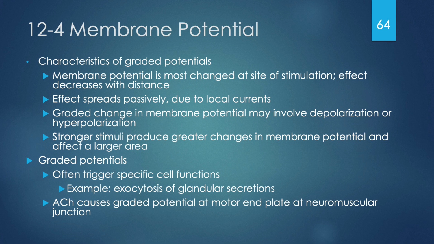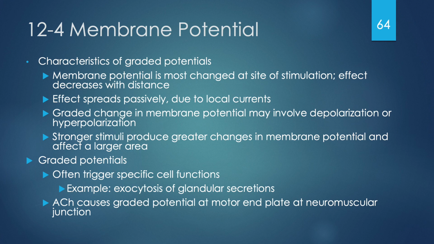So the effect of this membrane potential is going to spread very passively just through local currents passing ions along the exterior surface of the cell or along the interior surface of the cell. The graded change in membrane potential can involve depolarization or hyperpolarization, with the idea being that to return to normal, it would repolarize. And a stronger stimulus will produce a greater change, and so therefore it will affect a larger area, whereas a smaller stimuli is going to produce a smaller change in the membrane potential and affect a smaller area.